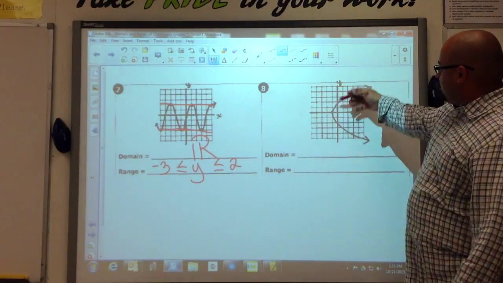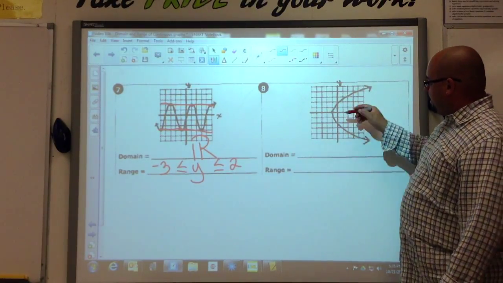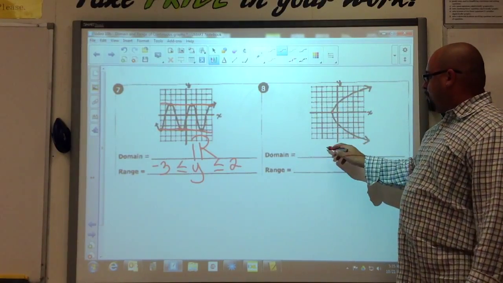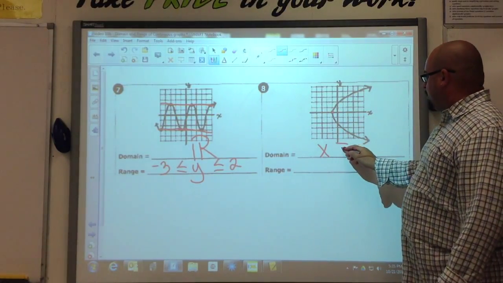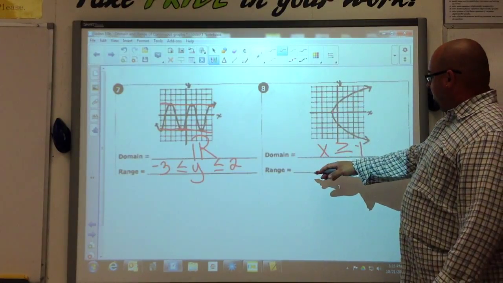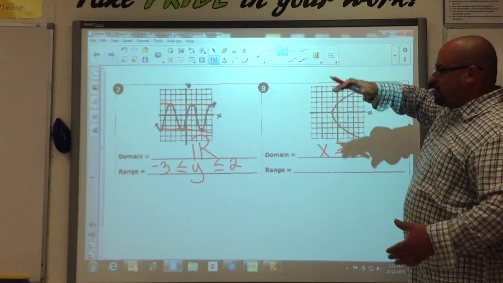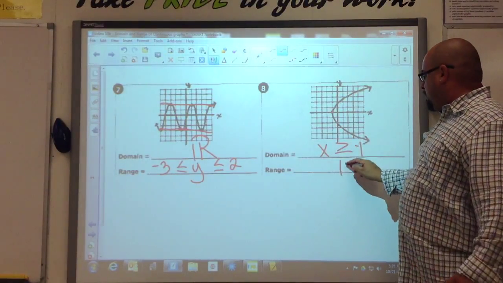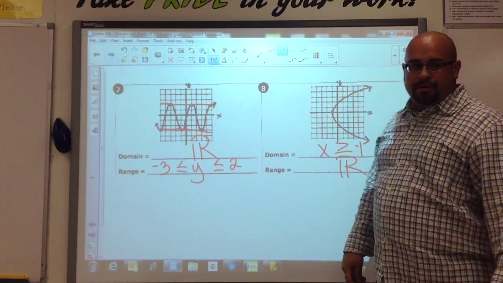Okay? And then let's look at number 8. Domain starts here at -1. So x has to be greater than or equal to -1. And then the range, notice it keeps going up and down. So we call that one all real numbers.